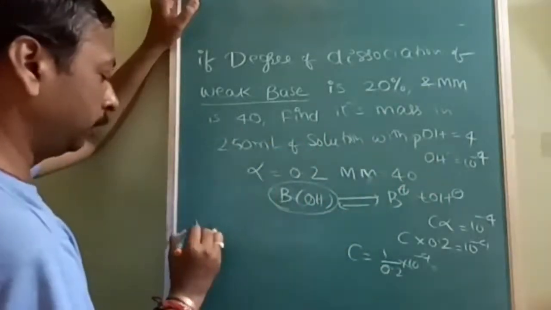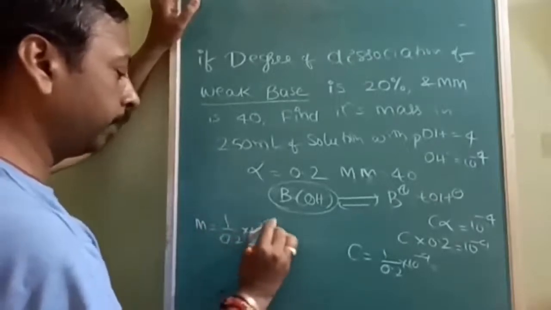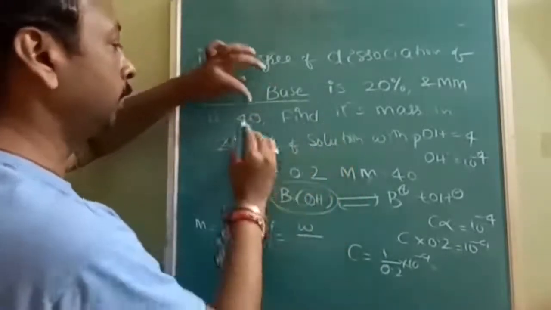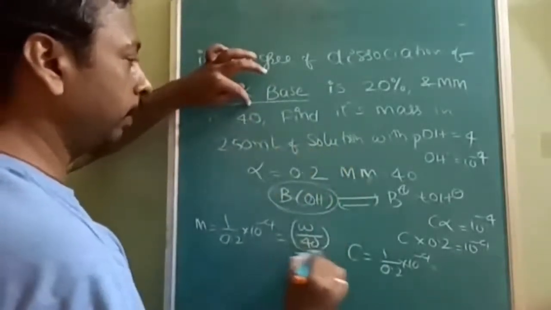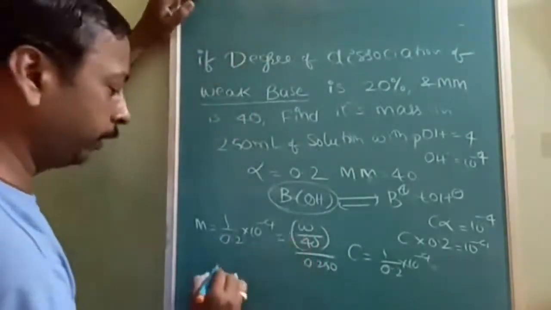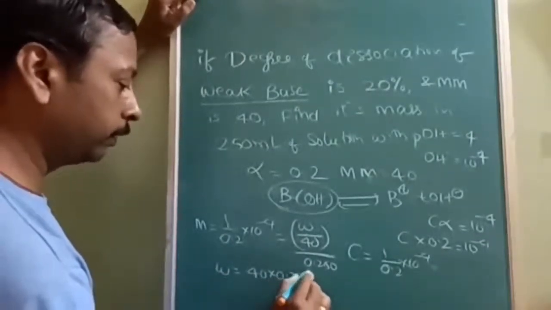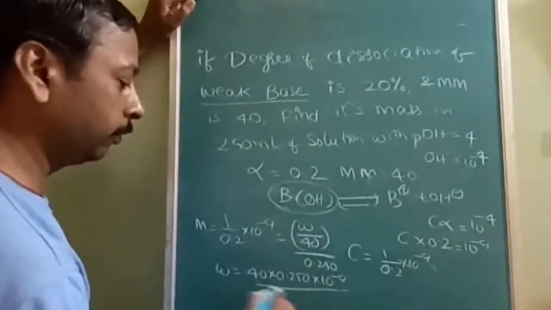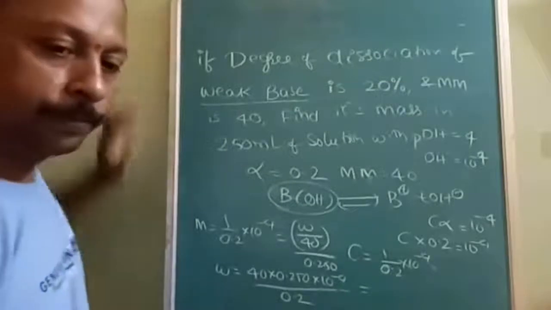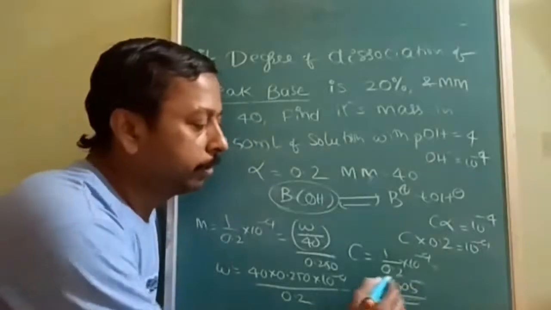So molarity is equal to 1 by 0.2 into 10 to the power of minus 4, which is equal to the mass we want divided by molar mass, which is given as 40, divided by 0.250. On simplifying, you will get mass is equal to 40 into 0.250 into 10 to the power of minus 4 divided by 0.2. On simplifying, we are getting 0.005.